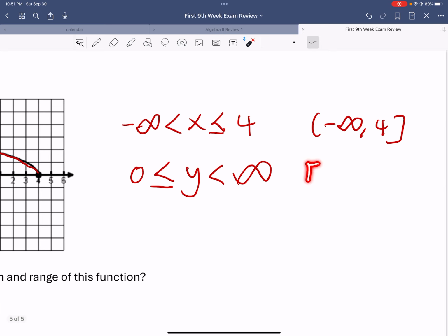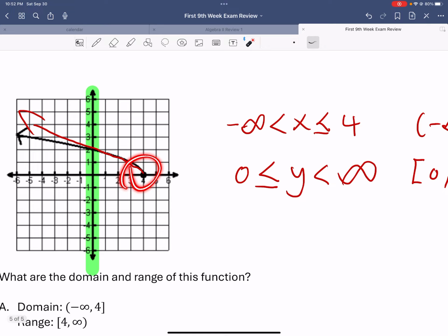So this one you can write as a bracket 0, infinity, because it has a line underneath it, because it's a closed circle, okay?